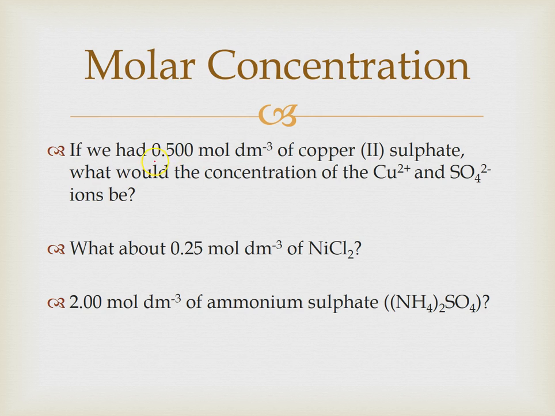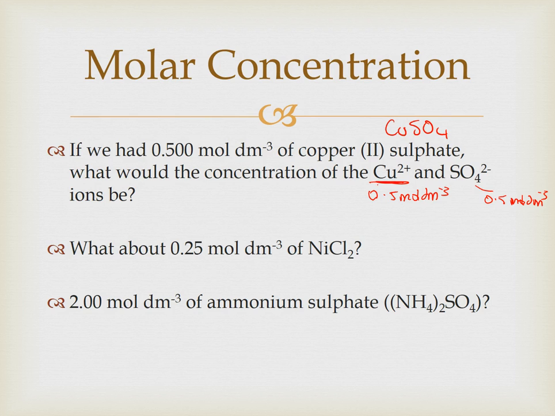So what this one is saying is if I had 0.5 mole per decimeter cubed of copper 2 sulfate, so CuSO4, because copper 2 plus and SO4 2 minus, what would the concentration of the ions be? Now, it's 0.5 mole per decimeter cubed of this species, I have one of these. So with respect to Cu2+, it would be 0.5 moles per decimeter cubed. With respect to SO4 2-, it would be 0.5 moles per decimeter cubed as well, because I have one SO4 2- per copper sulfate, I have one Cu2+ per copper sulfate.